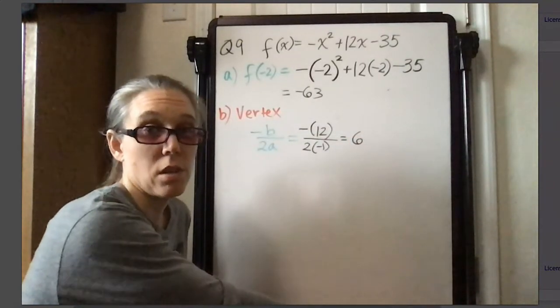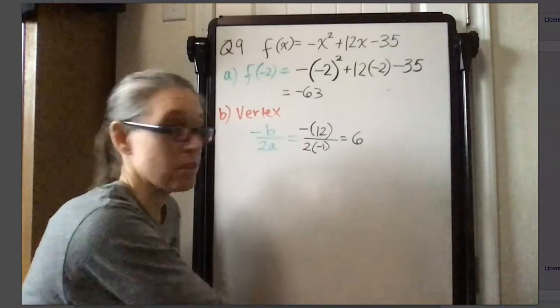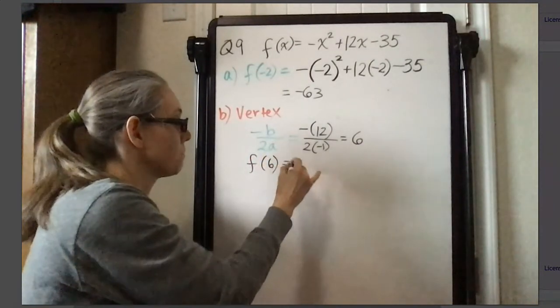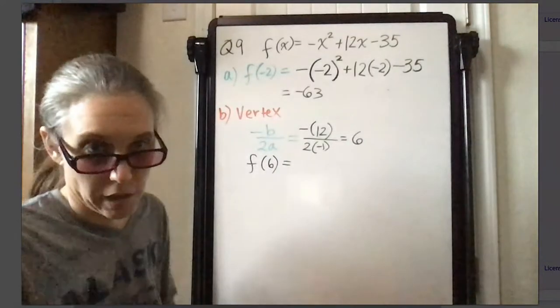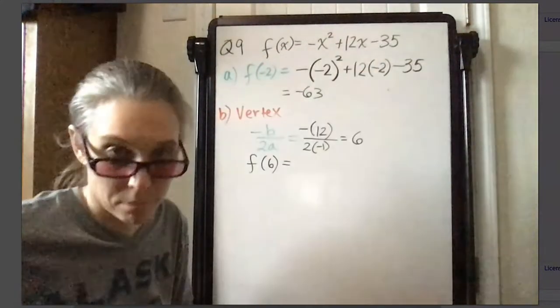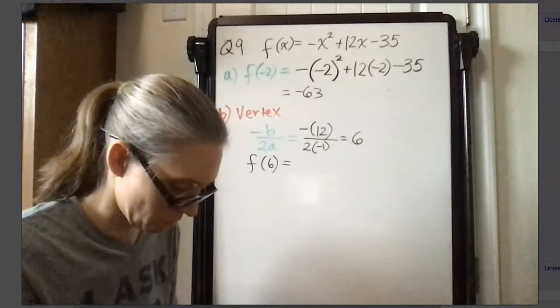So now what you want to do is you want to plug 6 into the equation. You want to find f of 6. And f of 6, you don't have to show plugging this one in. You've already shown me that you know how to do that in part A. You can just type it in the calculator.